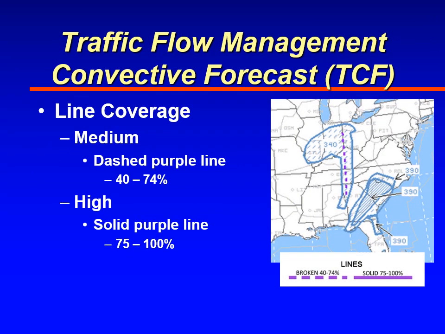As far as lines, they either use a solid line or a dash line. A dash line means medium coverage, which is between 40 to 74%, or broken coverage. And then if there is high coverage, you'll get a solid line, between 75 and 100% of that line covered with storms.